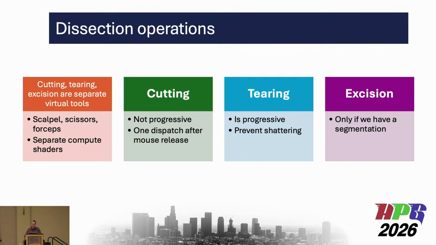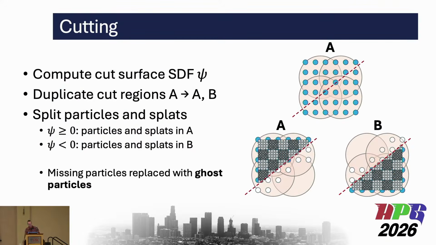Shattering in this context is the tendency for many particles to simultaneously exceed the fracture threshold, causing the model to suddenly break into many pieces. This is something we work to avoid since it looks unnatural for soft tissues. And excision is the ability to grab and remove segmented anatomical structures.